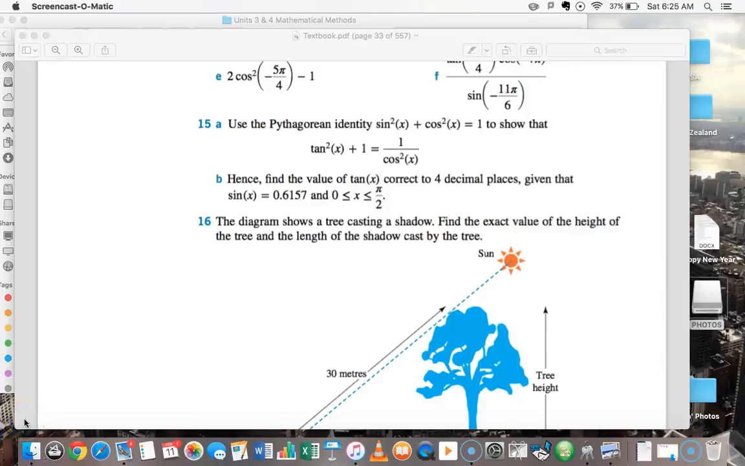So hopefully you've had a chance to look at the application questions by yourself. I'll just go through them quickly now so that even if you got stuck, you've still done them. So for question 15, we're asked to use the Pythagorean identity sine squared x plus cosine squared x equals 1 to show that tan squared of x plus 1 is actually equal to 1 divided by cos squared of x.